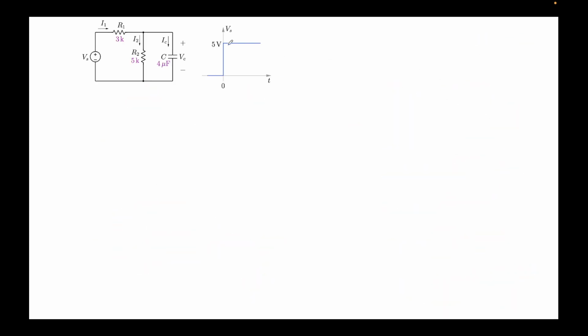We are required to find IC at 0 plus. What is this value? And this is the circuit that we have. Just before going into this, a quick recap of how a capacitor behaves. This is the governing expression for a capacitor, Q equal to CV, where Q is the charge stored by the capacitor, C is the capacitance, and V is the voltage across the capacitor. This is the expression we'll use for our KVL, KCL, for everything.